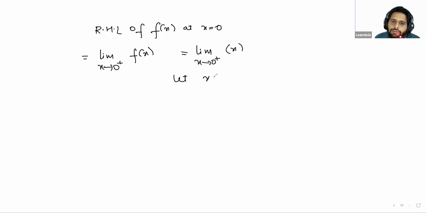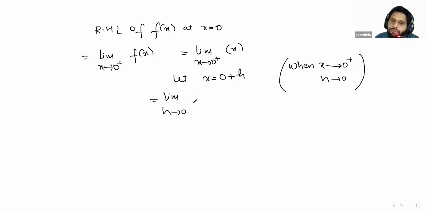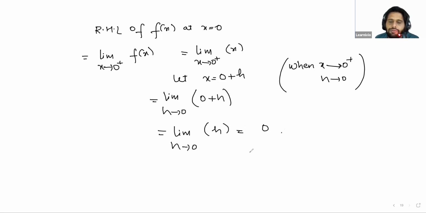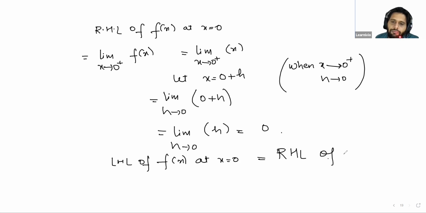Now RHL में 0 plus h, plus use करते हैं जो भी यहाँ number है उसमें plus. In bracket please write when x approaches to 0 plus, h approaches to 0. So कितना हो जाएगा? This is limit h tends to 0 और in place of x we will put 0 plus h. तो ये क्या हो जाएगा फिर? Limit h tends to 0, this is h. So this will be 0. So we will write LHL of f(x) at x is equal to 0 is equal to RHL of f(x) at x is equal to 0.